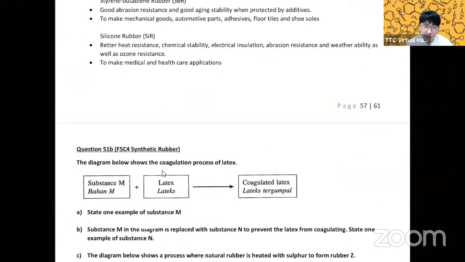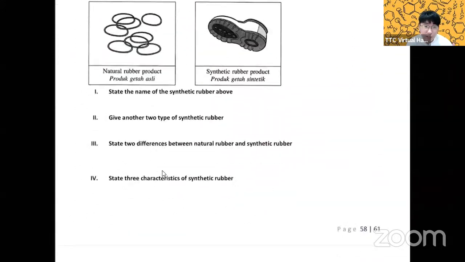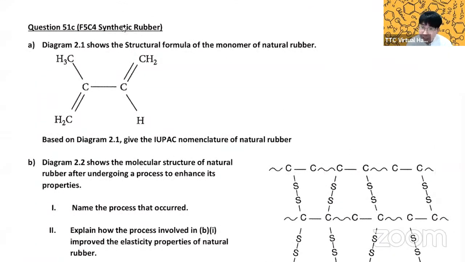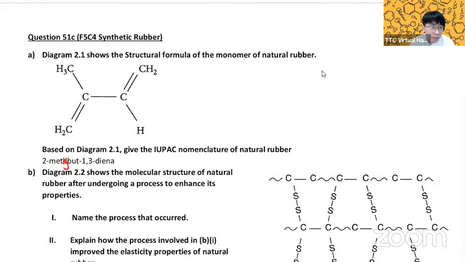Okay, moving on. I want to do the vulcanization, so let me flip to page number 59. This one is also something very crazy, you all never learned this. If this comes out, it's one mark. This is the structural formula for the monomer of natural rubber, isoprene. The full name for isoprene is 2-methyl-but-1,3-diene. You can use the normal spelling, methyl. If you never memorize this, you lose this one mark easily, and it's not compulsory to come out in the exam.